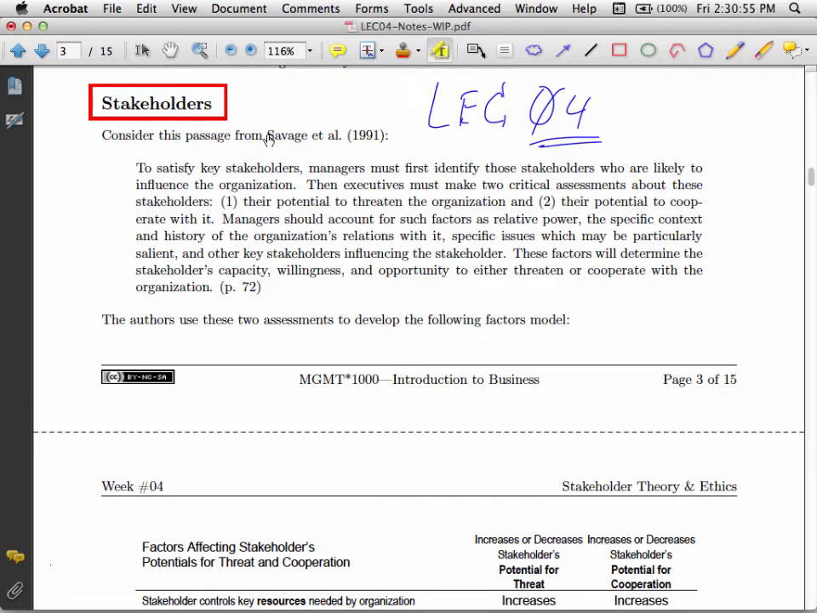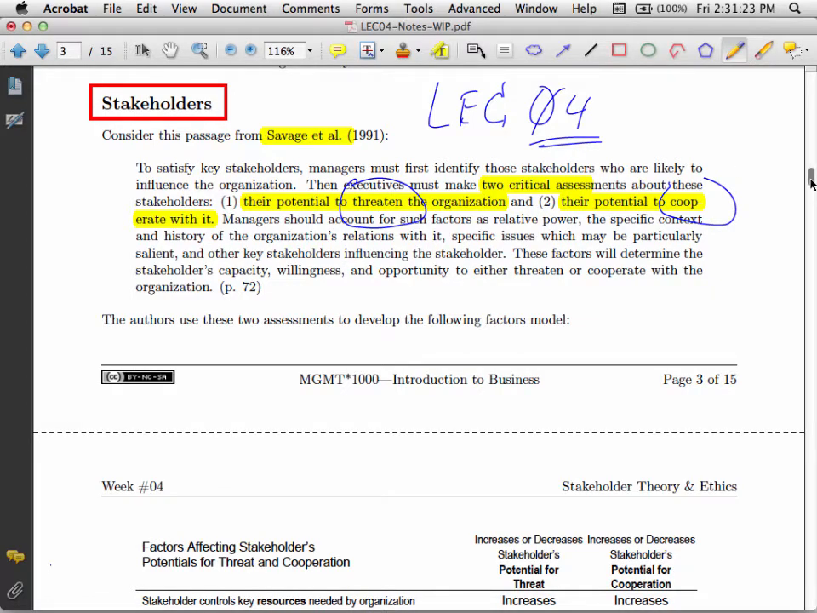One of the papers I gave you was Savage and Friends, and they talk about stakeholders. You need to make two critical assessments about your stakeholders. One, their potential to threaten the organization, and two, the potential to cooperate with it. So we have these two ideas. Are they a threat to the organization, or are they a potential partner for cooperation?